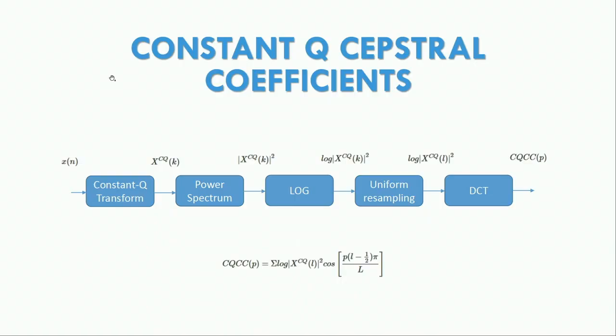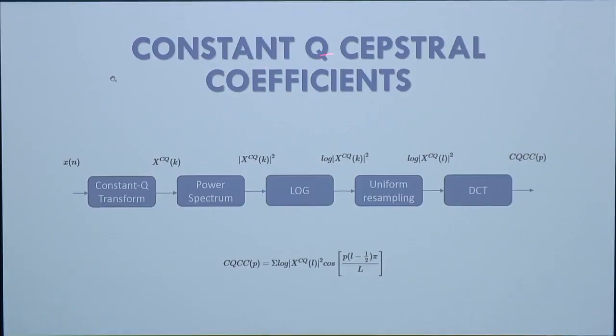So this is how it's computed. You compute the spectrum, but using the Q transform, the Pauli spectrum, the log. And this is actually a spectral feature. They have to change the scale, the log scale, and they do that by using this uniform, and then they compute the cepstral.